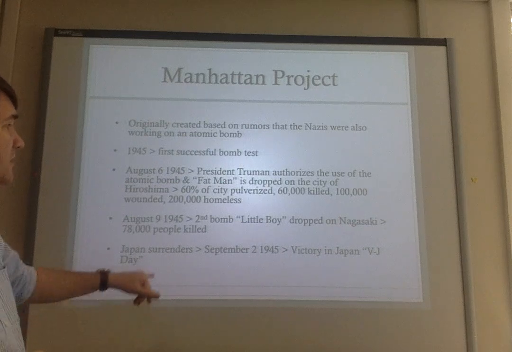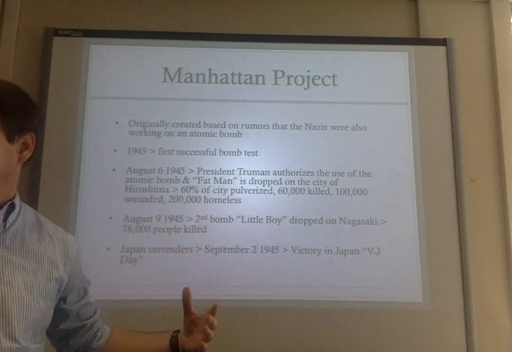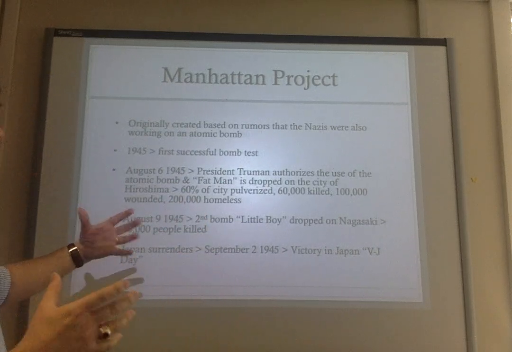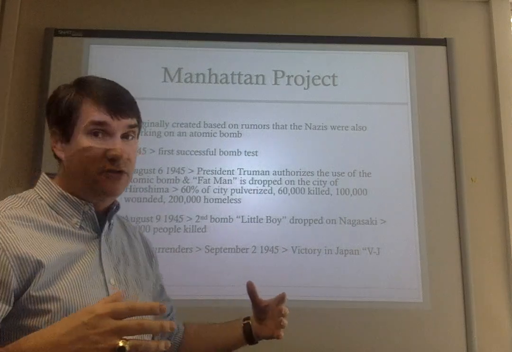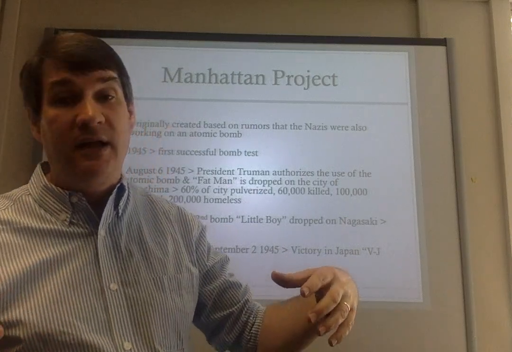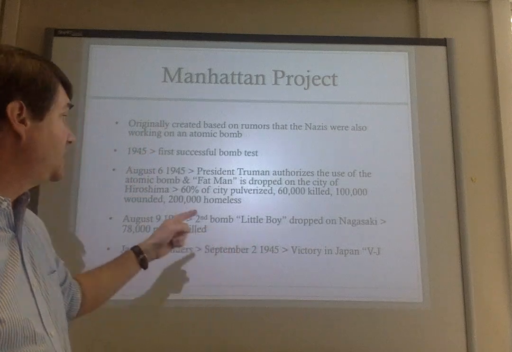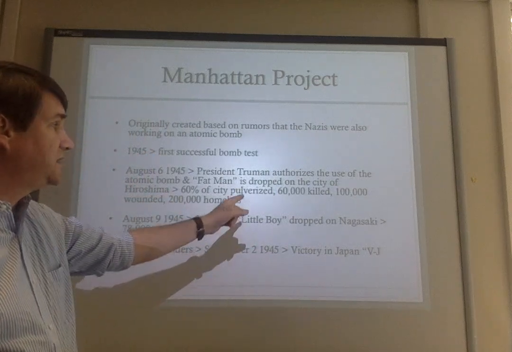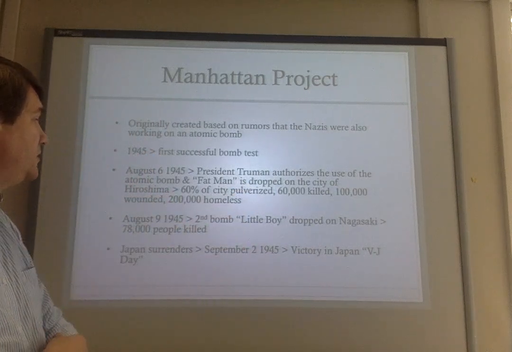The first bomb is known as Fat Man because it's big and fat, and it's dropped on the city of Hiroshima in Japan, and it essentially does major damage. 60% of the city is pulverized, 60,000 killed, 100,000 wounded, 200,000 homeless.